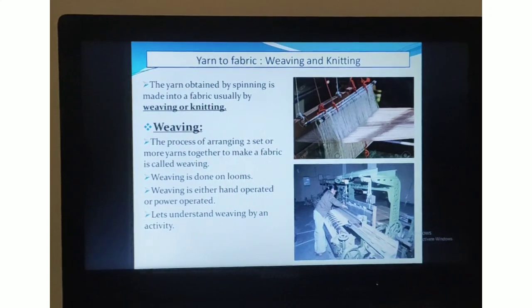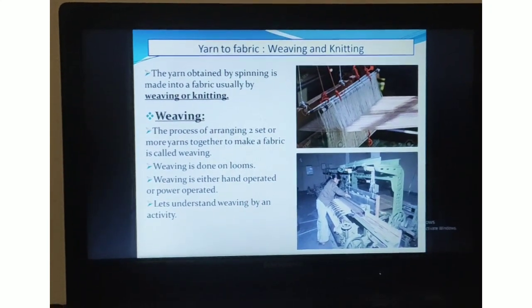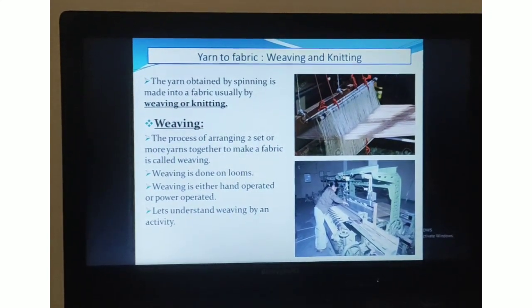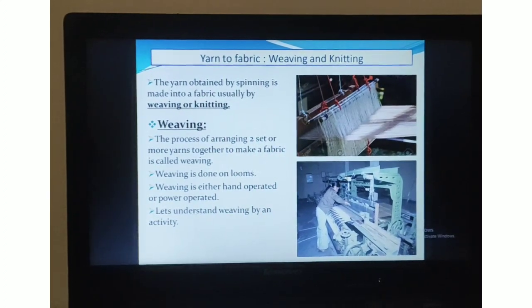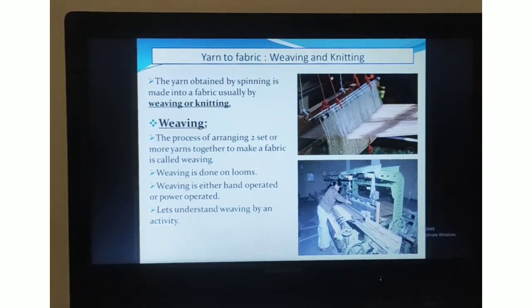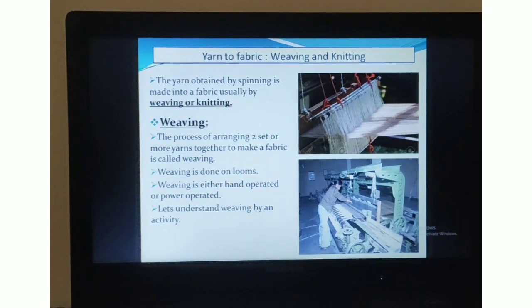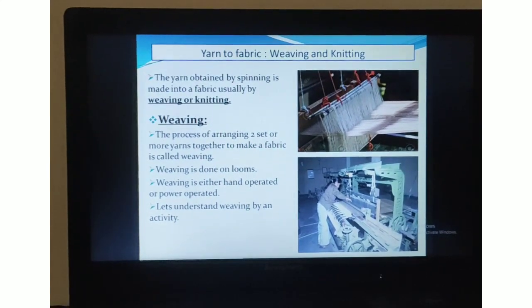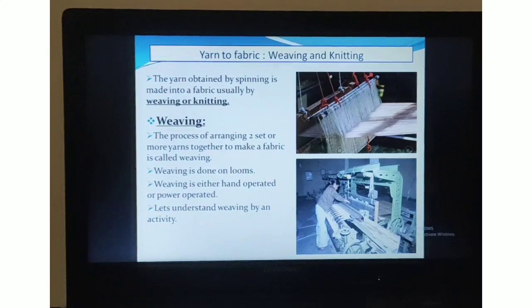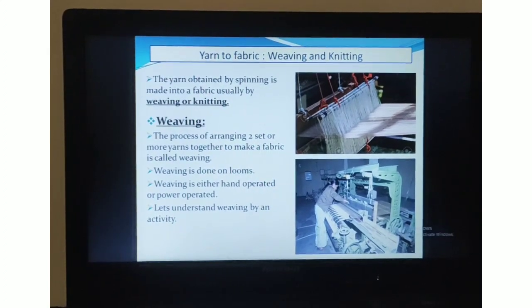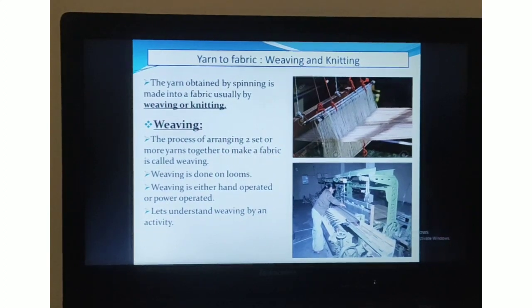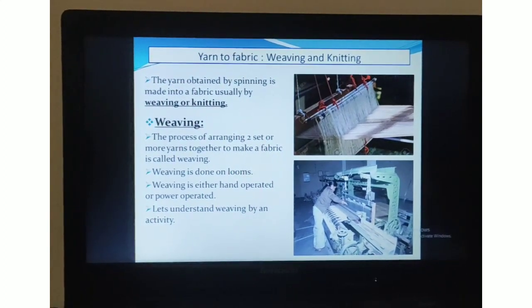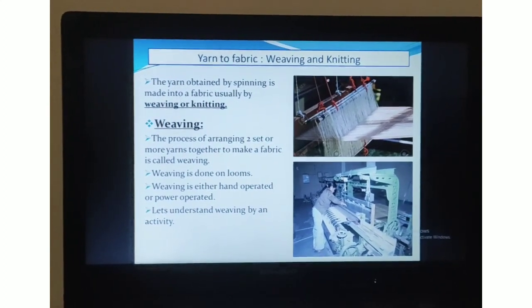Let's first see the definition. The yarn obtained with the help of the spinning process is made into a fabric usually by weaving or knitting. I have written weaving or knitting. Why so? Because these two methods are completely different from each other. Weaving is a different method and knitting is a different method. How? That we are going to understand.